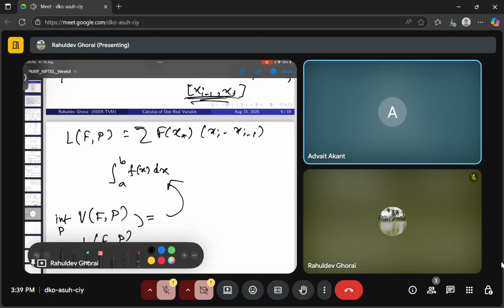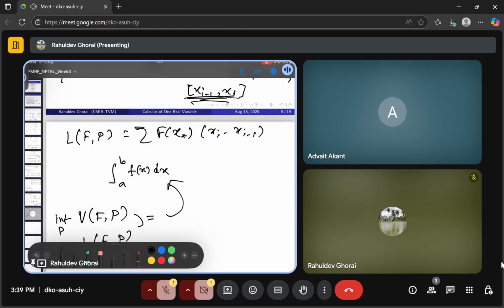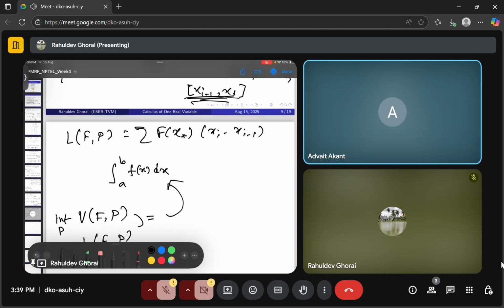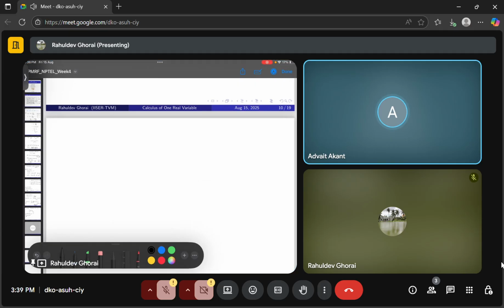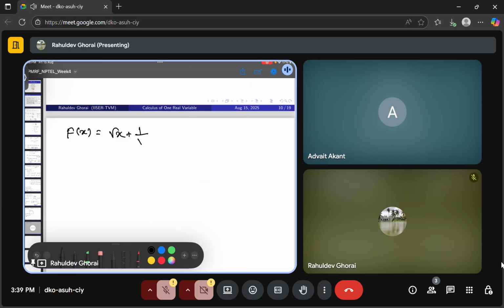No, but you can tell me whatever assignment you got for this week. To find the antiderivative of a function and some differential equation. Like f(x) is equal to root x plus 1 by root x is given. We have to find its antiderivative. Root x plus 1 by root x, like this. I have written it right.